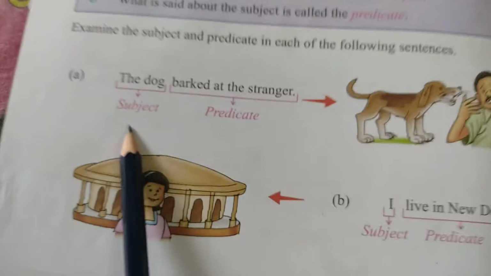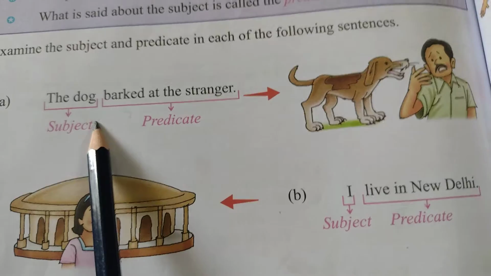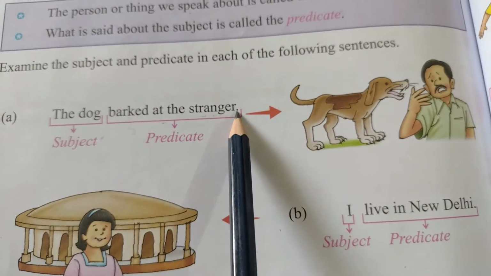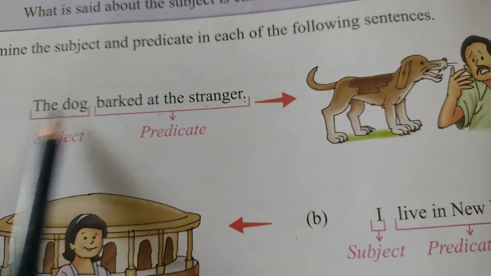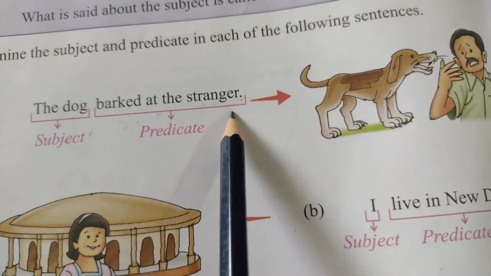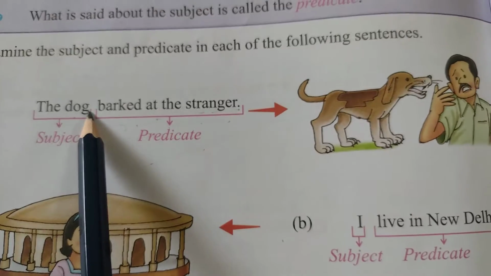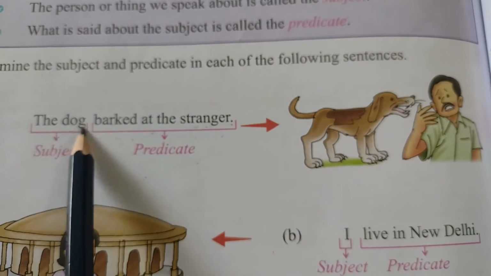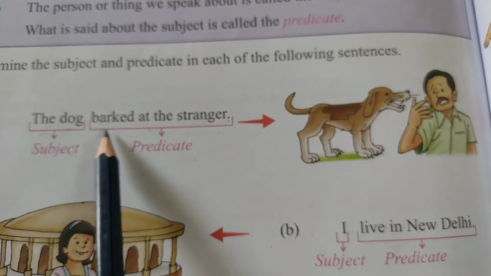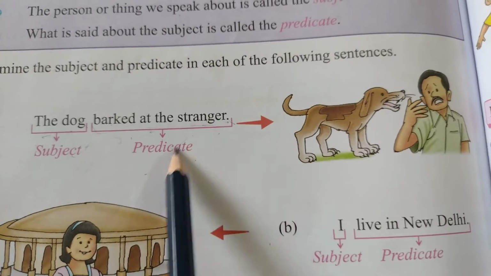For example, here, the dog barked at the stranger. See who becomes the subject here? The dog. Barked at the stranger becomes the predicate. What did the dog do here? It barked at the stranger. So the dog becomes the subject and the other thing will become the predicate.